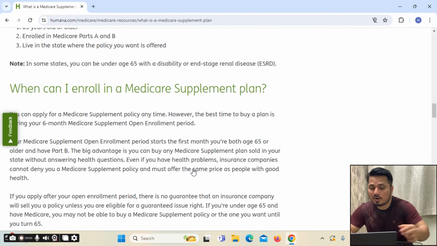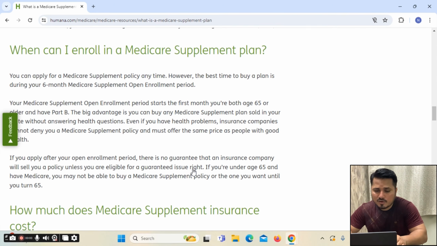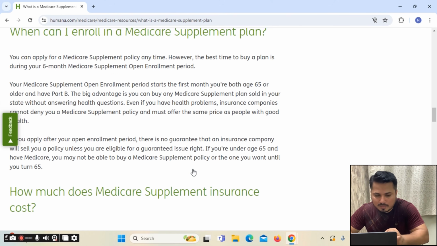In some states, you can be under age 65 with a disability or end stage renal disease, which is called ESRD. Now, when can I enroll in a Medicare supplement plan, guys? You can apply for a Medicare supplement plan policy anytime. However, the best time to buy a plan is during your 6-month Medicare supplement open enrollment period.